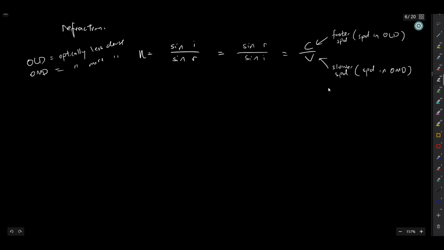Now there are conditions. Sin i over sin r cannot be sin r over sin i unless there's some condition. The condition for sin i over sin r is that light is traveling from OLD to OMD. By the way, if that happens, the light is bent towards the normal.